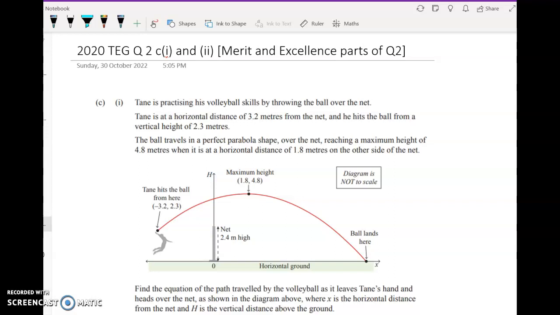Kia ora koutou. I'm making this video mainly for people in my tutor group who are doing the Level 1 external exam next week. This is tables, equations and graphs from 2020 and it's question 2. It's the merit and excellence parts of it.